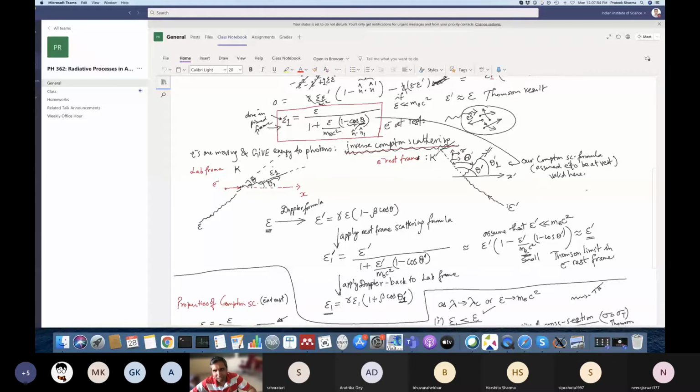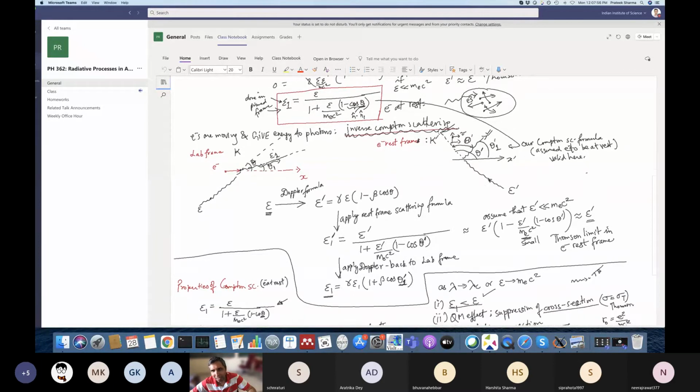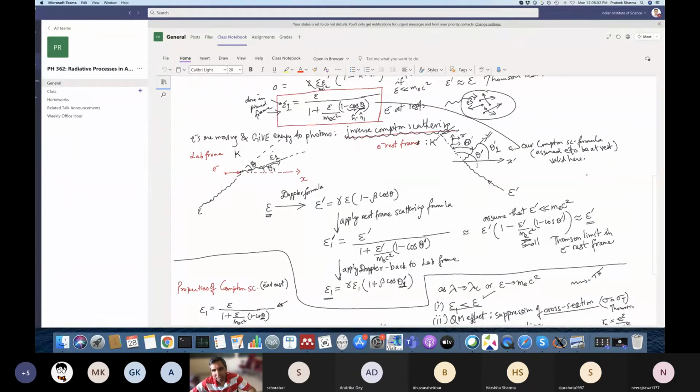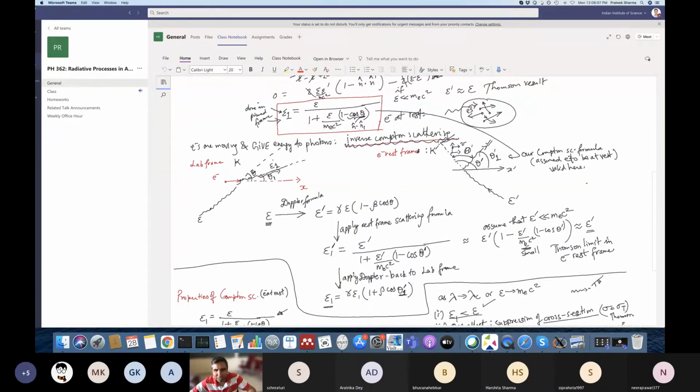You have the electron at rest and the photon coming in at an angle theta prime with respect to the x-axis, and it gets scattered. This is the electron rest frame, so the photon will lose energy in this frame because the electron is at rest. So you can apply this formula, which was derived by assuming the electron at rest.